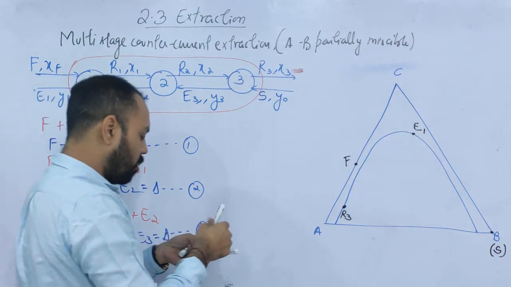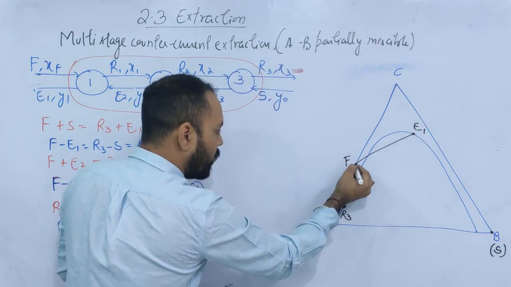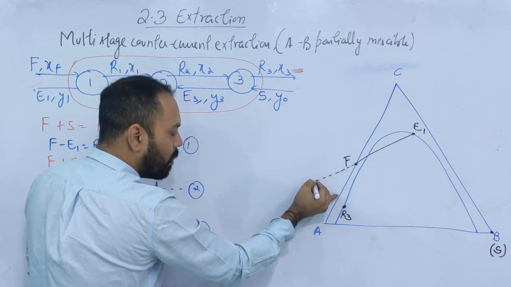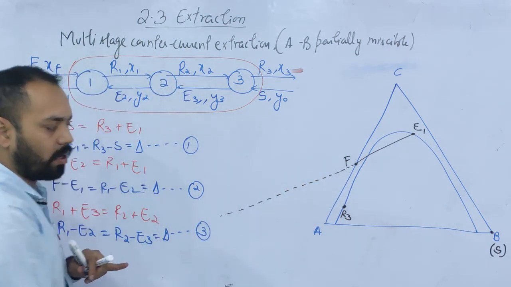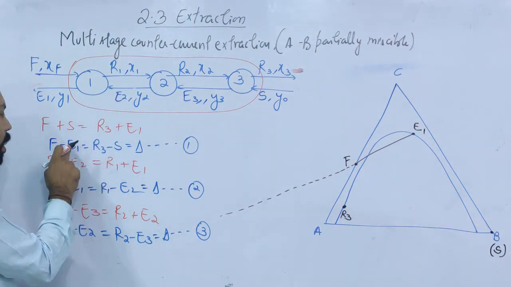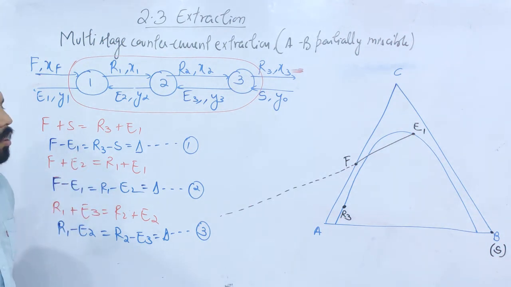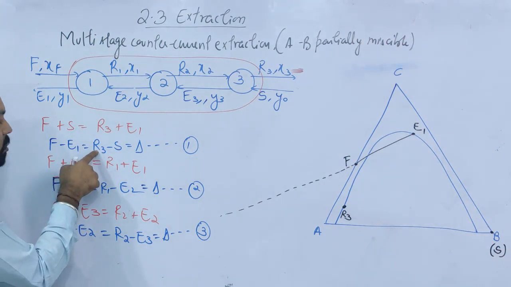It means that if you join F and E1 and you extend it, then delta must lie somewhere on this line. Getting my point? So no need to mug up everything. Just understand how to write this equation. Once you write this equation, you will automatically come to know which 2 points you have to join and where is delta. Now it also says R3 minus S.